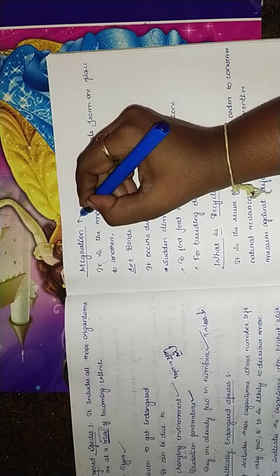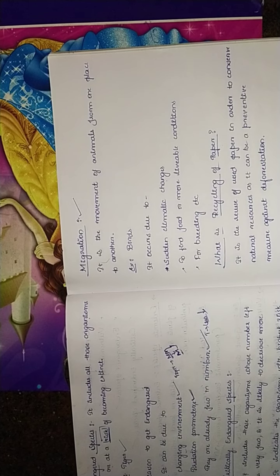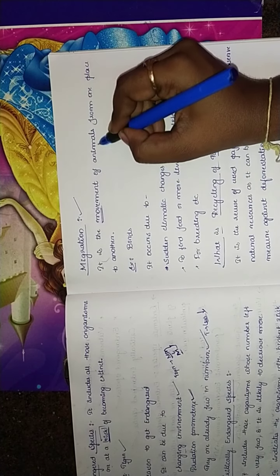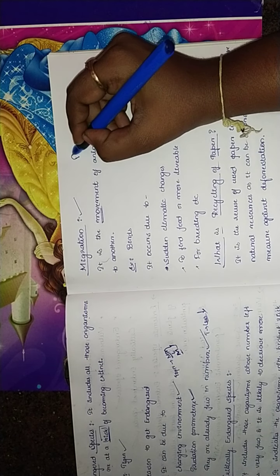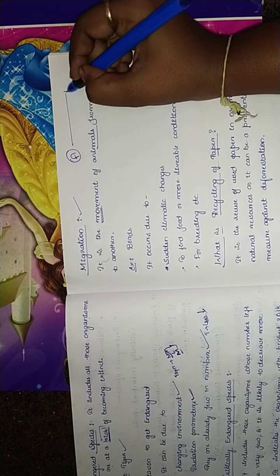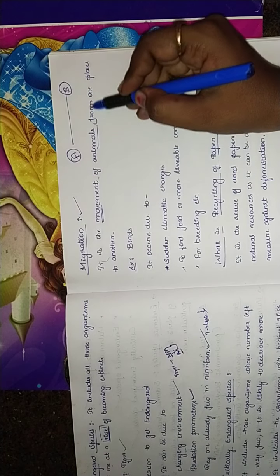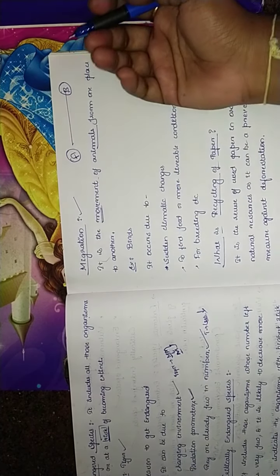So what does migration mean? Migration means the movement of animals from one place to another. Say for example, this is one place A, and this is place B. So the movement of animals from one place to another, that we call migration.